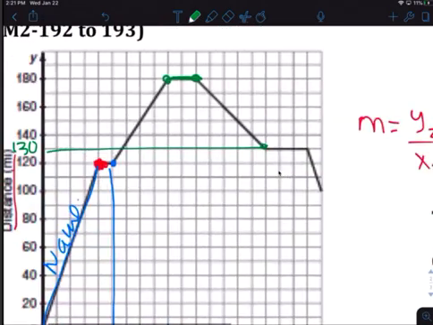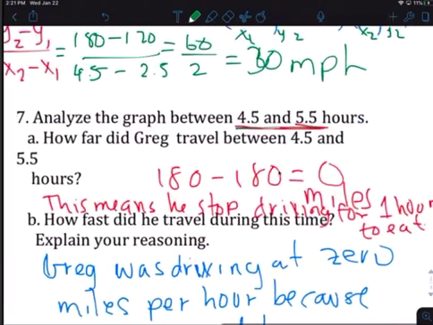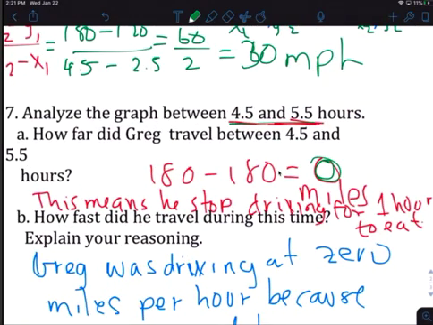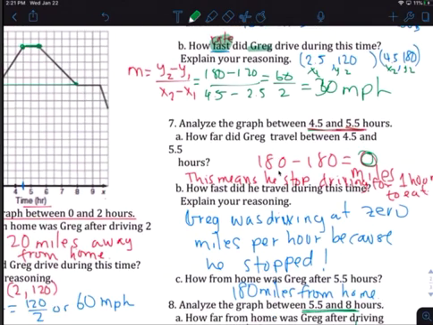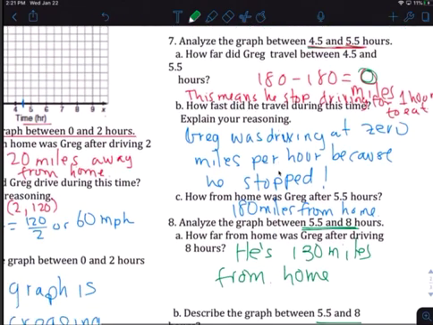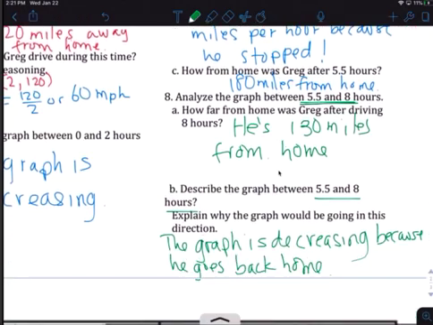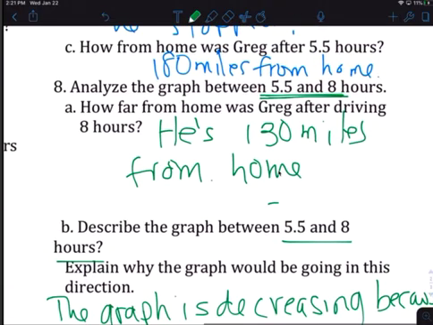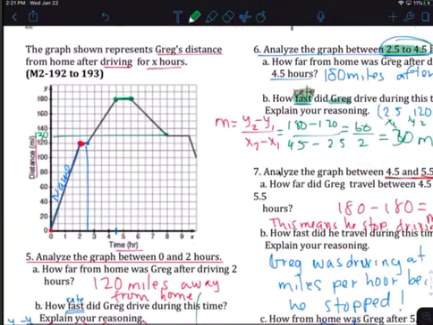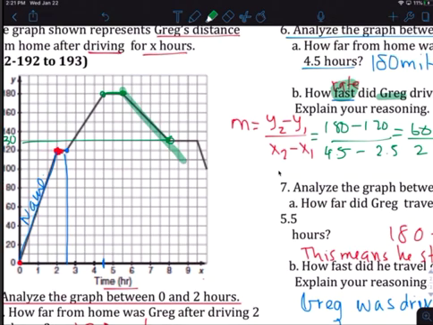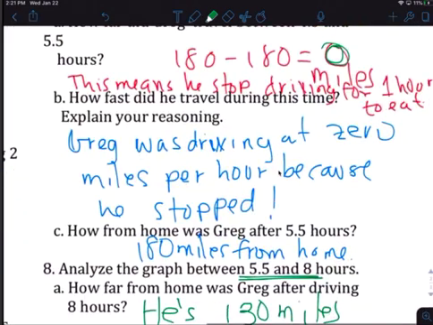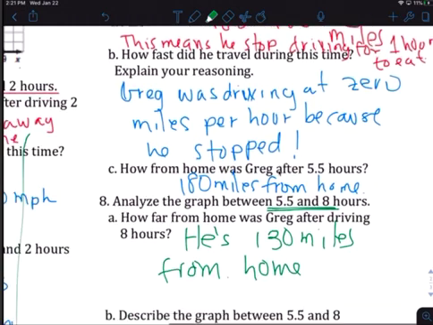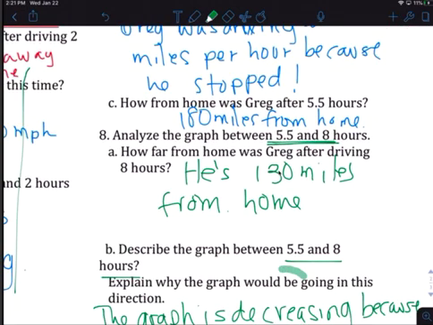He's at 180 and it stayed at 180, so the difference in mileage is 0 miles. This means he stopped for about 1 hour to eat. And then explain. We did this in class, in most classes. Okay, between 5.5 and 8 hours, this spot right there, Greg was driving at, okay. How far was he after 8 hours of driving? It's 135 miles away from home.